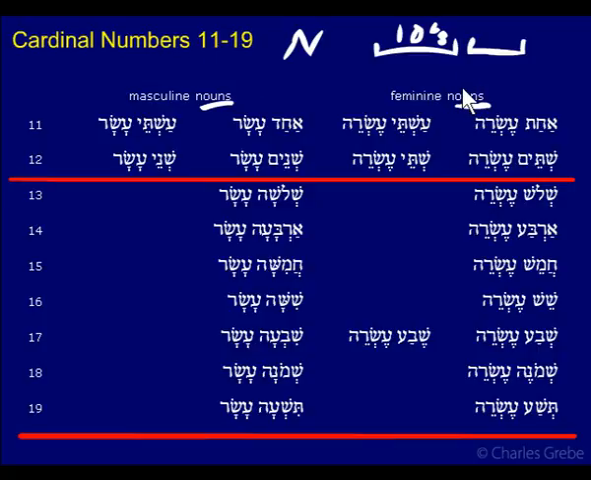Words like ish, meaning man, or nefesh, person. Sometimes you'll see those with the singular, even though it's modified by a plural number. Yom, day, and shevet. Those are common ones that can be singular, even though they're modified by a number in the teens.